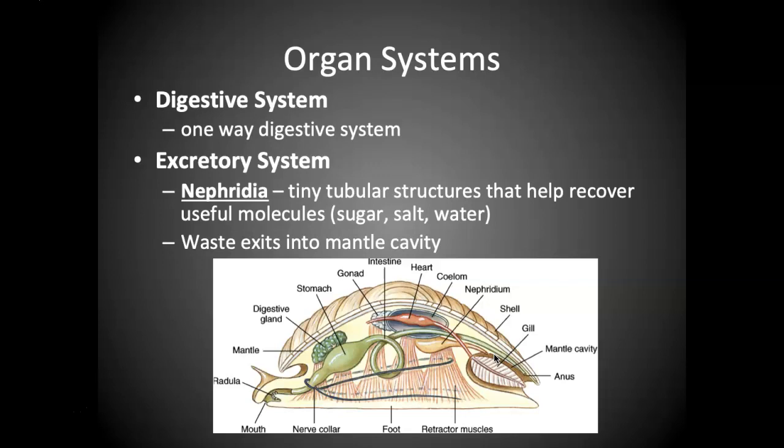Okay, and then after those nutrients are recovered, the waste will be excreted out the anus. And so you could see here on our snail down below, we have our nephridium that's going to be located there. We'll see this later on as well with other organisms, but this helps recover nutrients before that waste is then excreted out the anus.